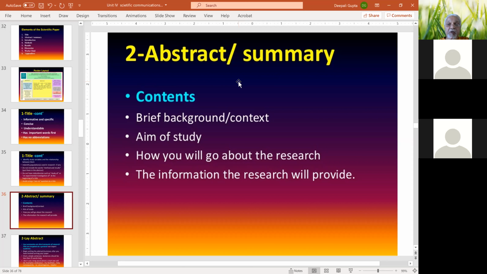So the abstract should have a very clear statement about the reference context. Reference means the background. What is the context under which the work has been done? What are the objectives of the work? And how has one investigated? And then what information one is going to derive by looking at the data. So while writing the abstract, one should very clearly state all these things. Okay.